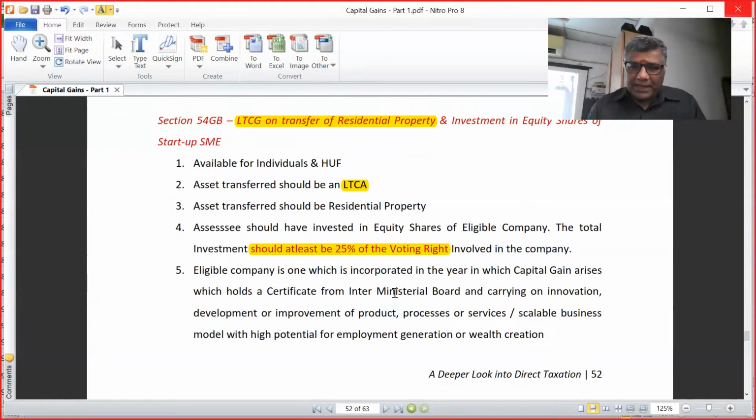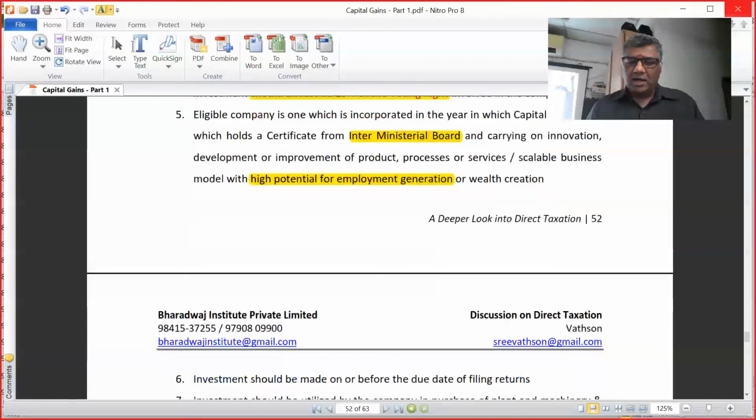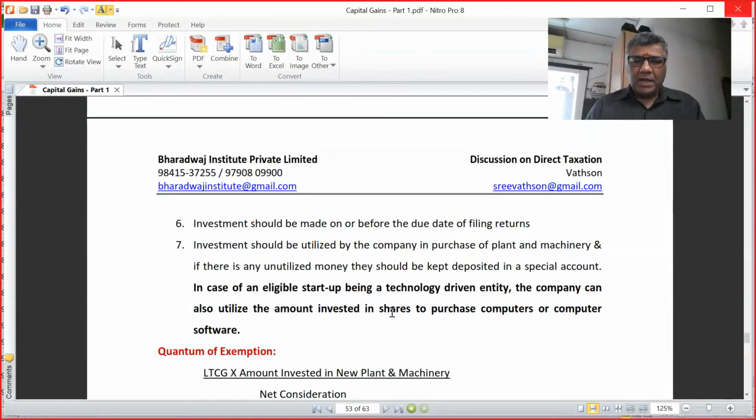An eligible company is one which is incorporated in the year in which the capital gain arises and holds a certificate from the Inter-Ministerial Board, the IMBC certificate, 80-IAC, which we will speak about, and is carrying on innovation, development or improvement of a product, process or service, or a business with a high potential for employment generation. Okay, that they will specify.